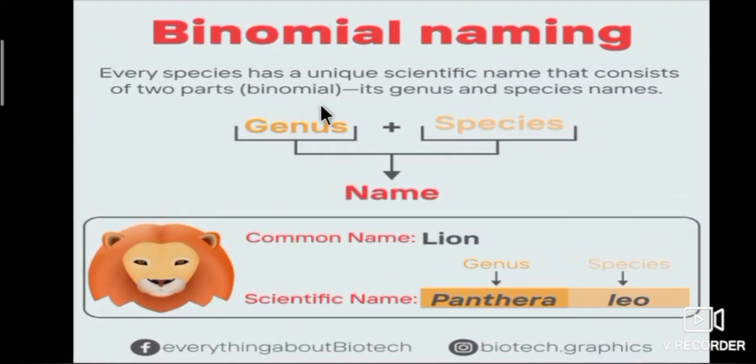Binomial nomenclature is a universal system of naming organisms. As per this system, each organism has two names. The first is the genus name and should begin with a capital letter. And the second is the species name. Species name begins with a small letter. For example, common name is lion.